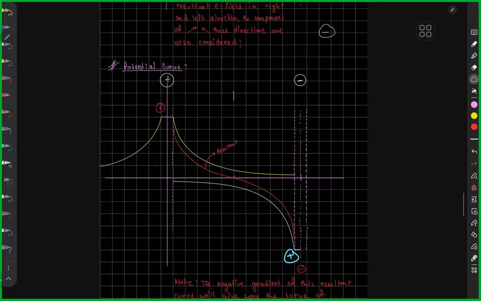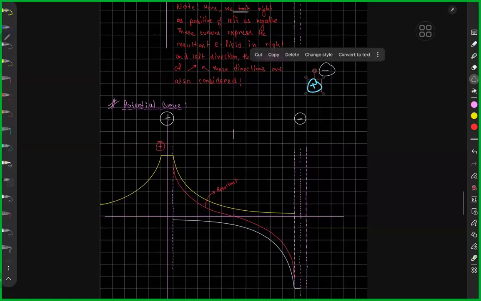Is on the negative axis. As I move closer to the negative charge, the decrease in energy is more. The rate of decrease of energy is more because force increases near the negative charge and I lose my energy more rapidly, right? So that logic applied.